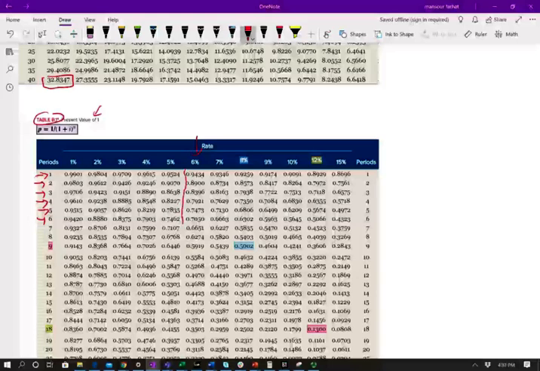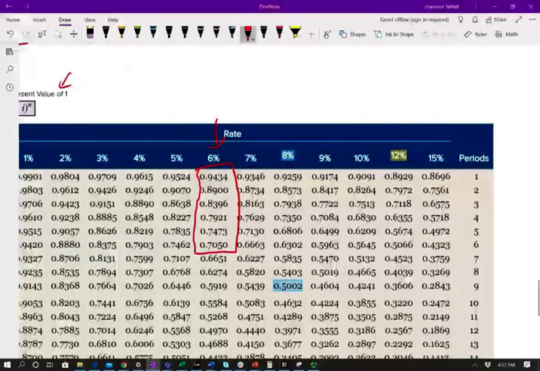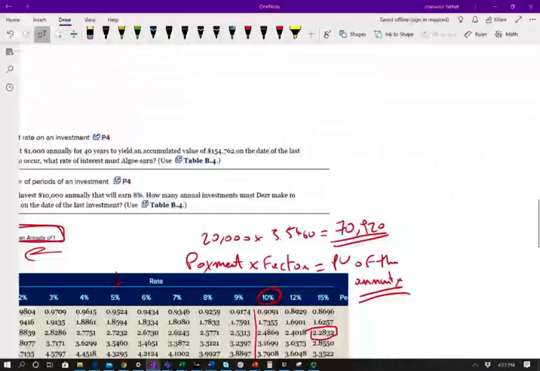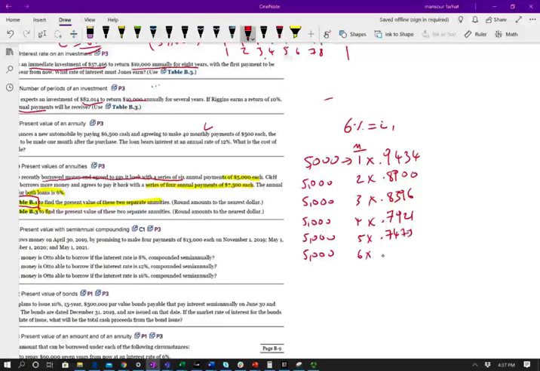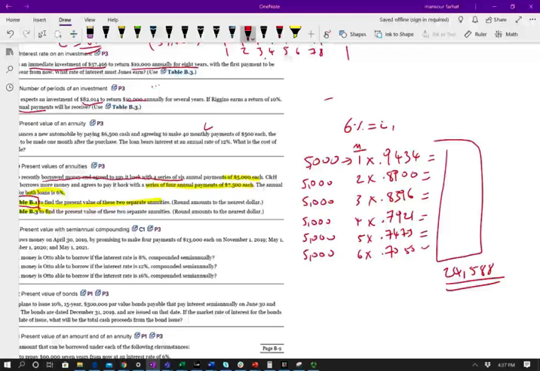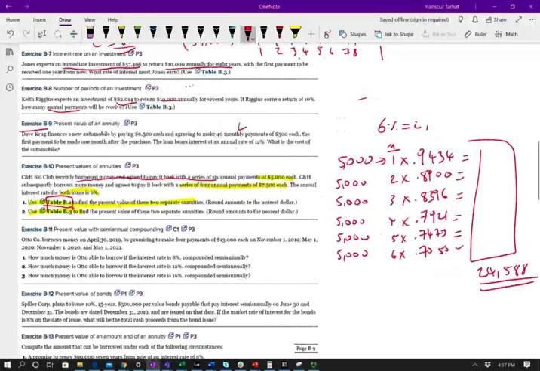So those are the factors that I'm going to be using. You can write them down if you'd like to. I'm going to take each payment separately, each 5,000 multiplied by the factor. So times 0.9434, times 0.8900, times 0.8396, times 0.7921, times 0.7473, times 0.7050. And you have to find the individual answers. If you find all the answers, they should add up to 24,588.